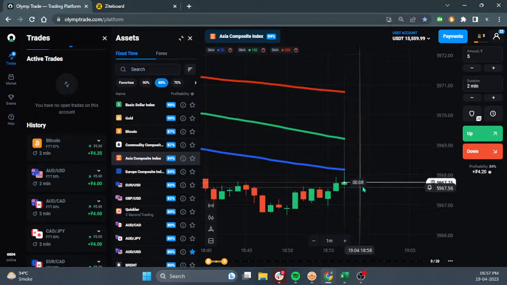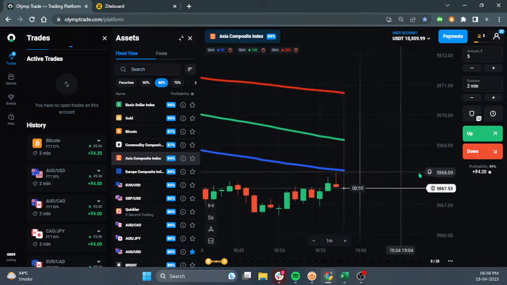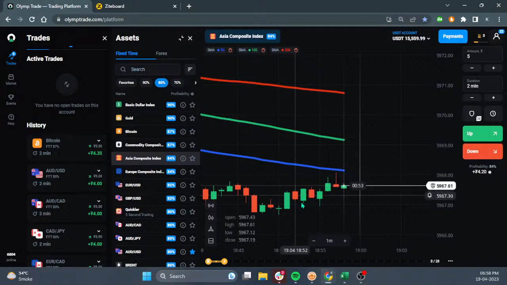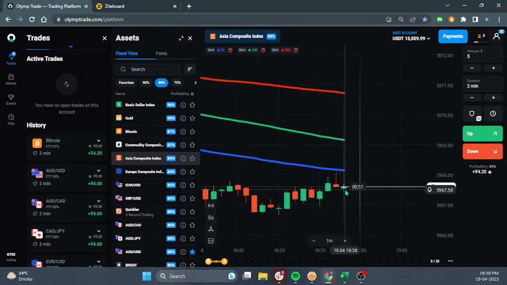So this candle is about to end in maybe 8 seconds. So let's see how the new candle formation happens, and based on that, we can open a trade. It's not touching right now. So I think we can't open a trade right now.